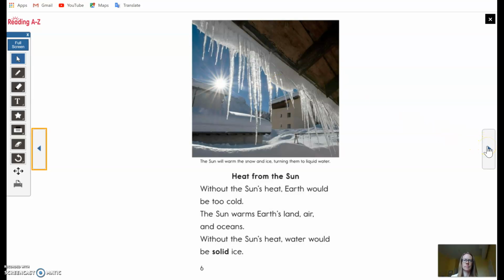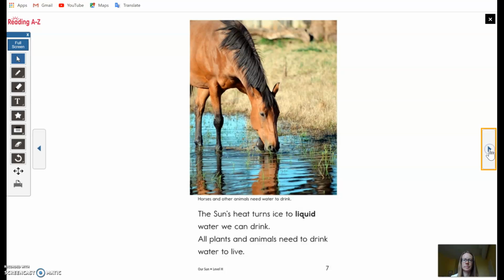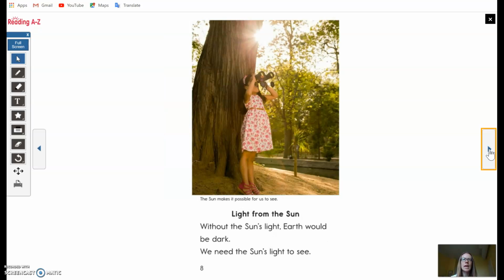Any answer that you gave that came from the text is correct. Now, you read this page. Let's read it together. Light from the sun. Without the sun's light, Earth would be dark. We need the sun's light to see.